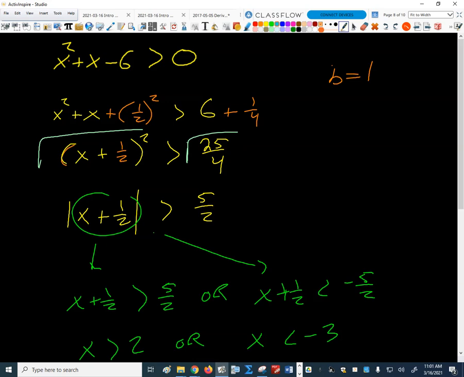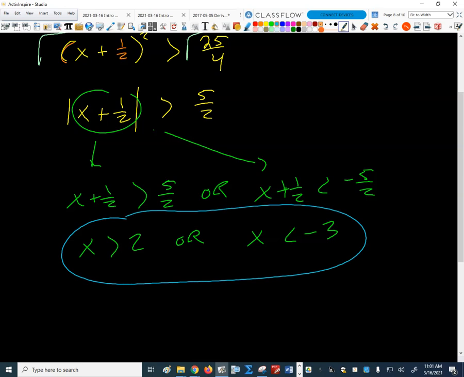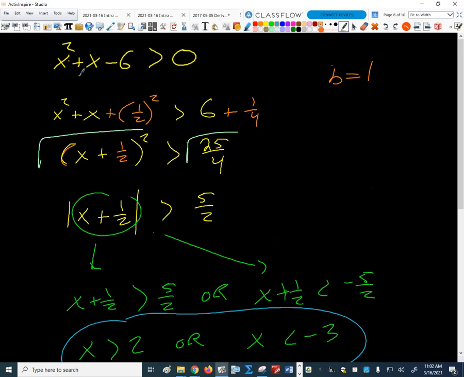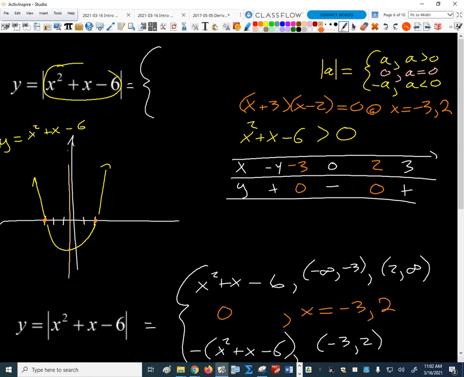If we have an absolute value of an expression greater than a number, remember from clear back in Algebra 2 and last year in pre-calculus, we can replace that with the compound inequality. The argument of the absolute value, whatever's inside, either has to be greater than the positive or less than the negative. And if we solve this, what do you know? We end up getting the result that our absolute value expression is positive whenever x is greater than 2 or less than -3, which again corresponds to our table, right?